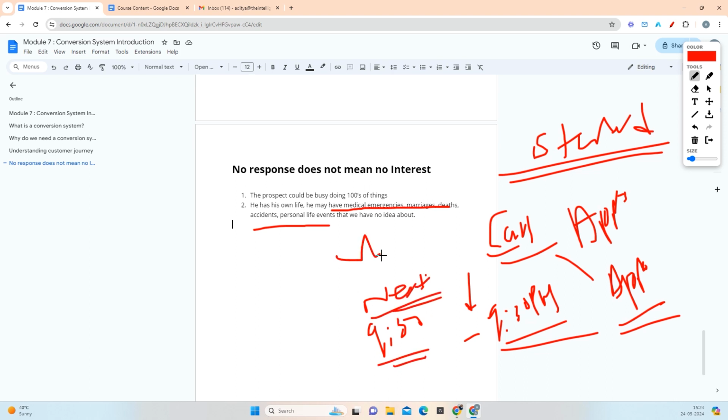Then I again called him the next day at 9:30 p.m. I sent him WhatsApp messages and all those things, as part of our conversion system. But the next day he did not pick up my call. He did not pick up my call, and I was like, "Hey, this person is of low quality. This person did not pick up my call. This person has postponed me. So this person is not interested in my services or whatever."